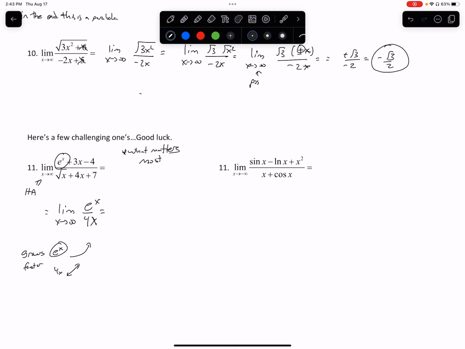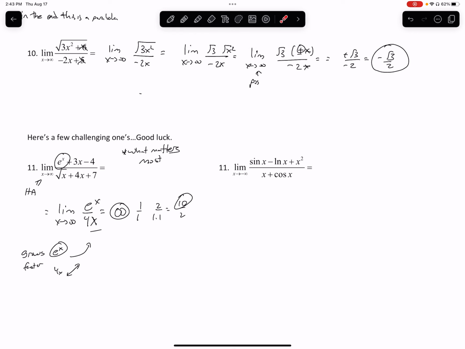Well, hopefully you can figure out, if the top is getting bigger than the bottom faster, this should be approaching infinity. Because even if I did like 1 over 1, the next one could be like 2 over 1.1. The next one could be like 10 over 2. The top is just growing so much faster than the bottom that it's just going to grow without bounds right there. And we can do the same thing for number 11.